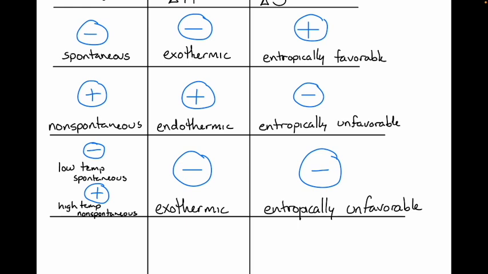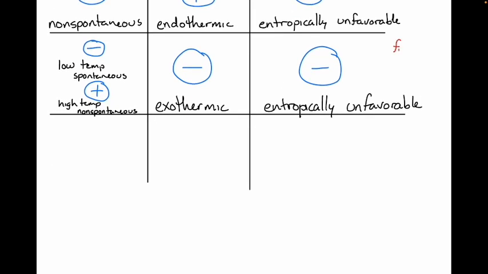An example of a reaction that would be exothermic but entropically unfavorable, that would occur at low temperatures but not high temperatures, would be freezing. Going from a liquid to a solid, for water, for example. We're creating more order. It's entropically unfavorable. But in order to freeze, those liquid molecules have to release that thermal energy. So it's an exothermic process.